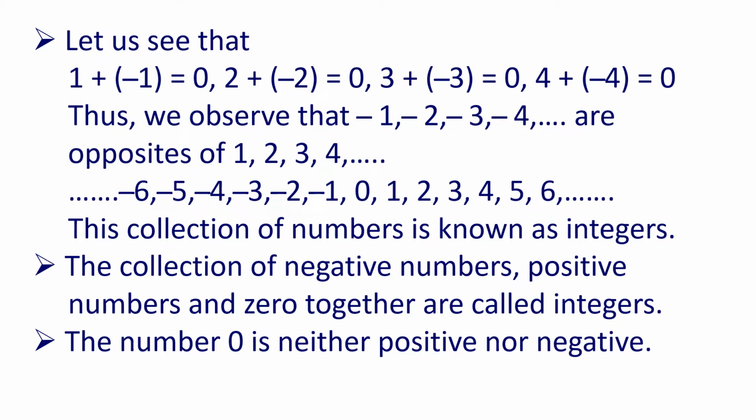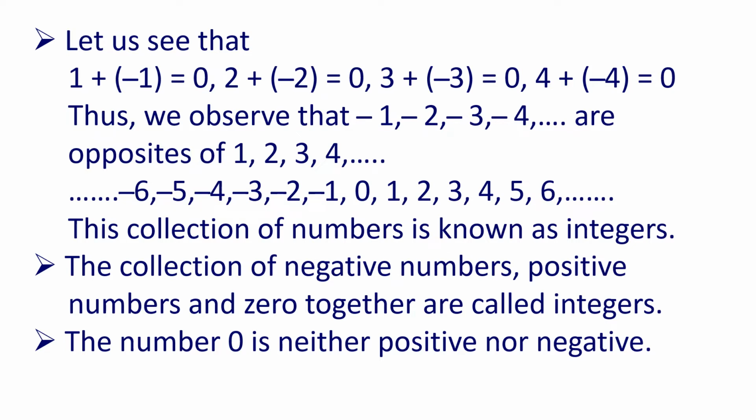Now students, let us see that 1 plus minus 1 is equal to 0. 2 plus minus 2 is equal to 0. 3 plus minus 3 is equal to 0. 4 plus minus 4 is equal to 0. Thus, we observe that minus 1, minus 2, minus 3, minus 4, and so on are opposites of 1, 2, 3, 4, and so on.